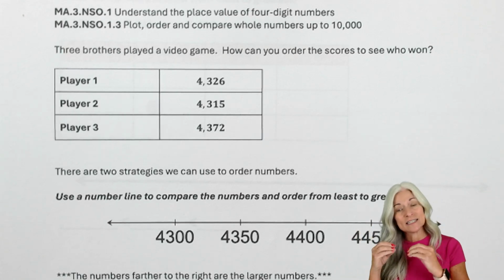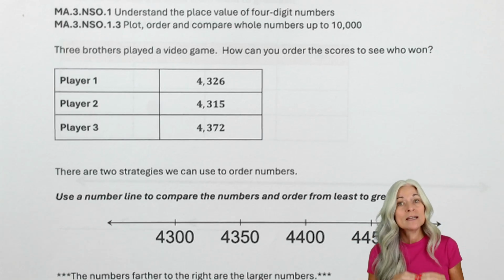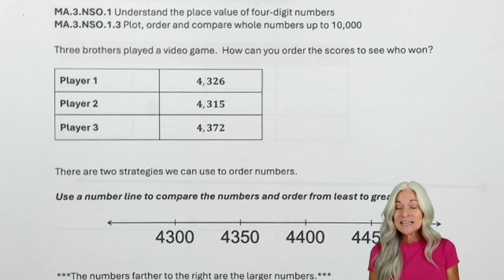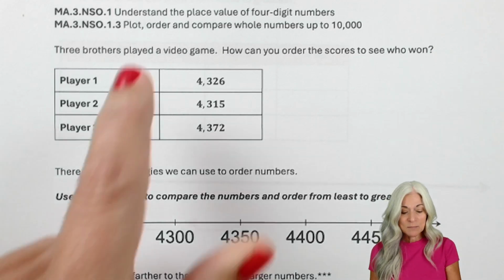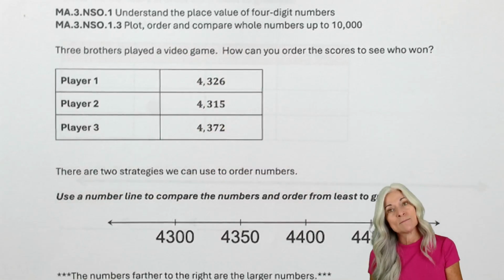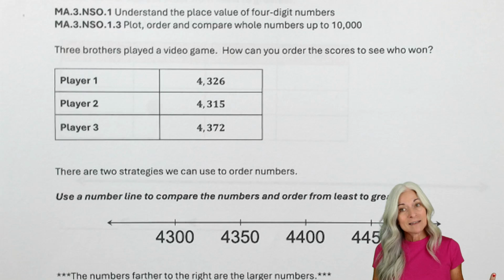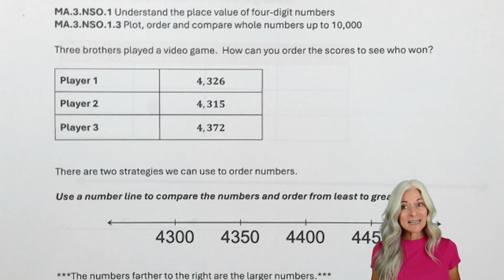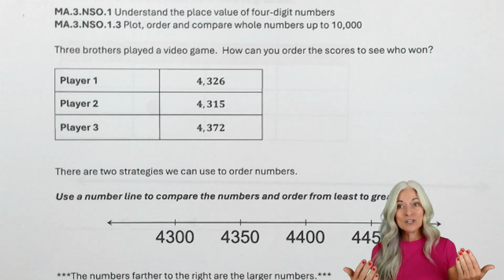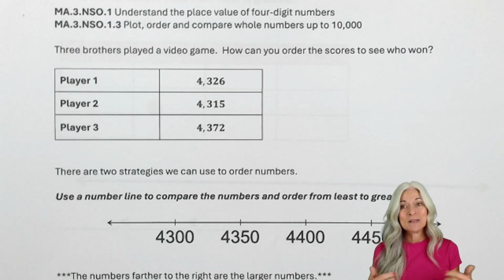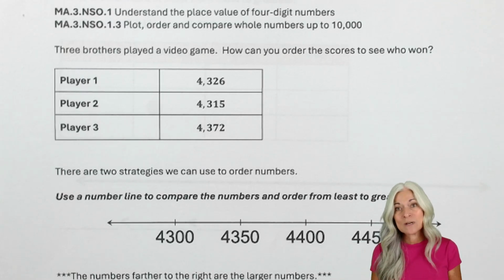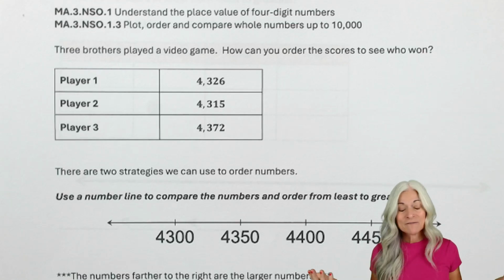Now, each lesson is drilled down to a benchmark. You'll notice that the benchmark for today's lesson is the same as the benchmark for yesterday's lesson because we're plotting, ordering, and comparing whole numbers up to 10,000. We technically did all of that in the last lesson. We just ordered two numbers, least to greatest, but now we're actually going to be looking at three numbers. So again, very, very similar to what they did yesterday.